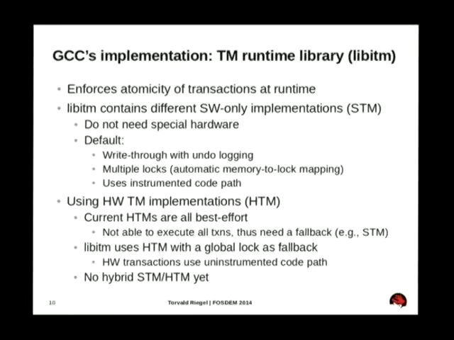And libitm currently uses HTM with the global lock as fallback. That's very simple, but it's also obviously a very non-scalable fallback. The good thing, however, is that it allows us to use the uninstrumented code path for the hardware transactions, so that the hardware transactions really don't have any overhead because of instrumentation. We currently don't have any hybrid STM/HTM implemented yet in libitm, but this is something that we'll hopefully have at some point. The idea there is that we have hardware transactions that are very fast, and then we can fall back to something that is actually still scalable.